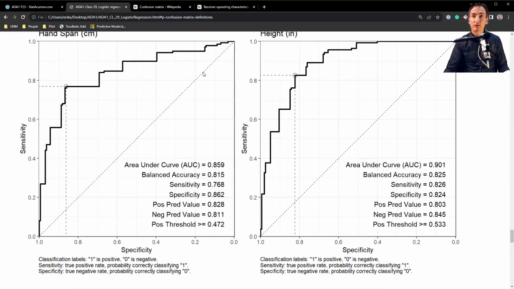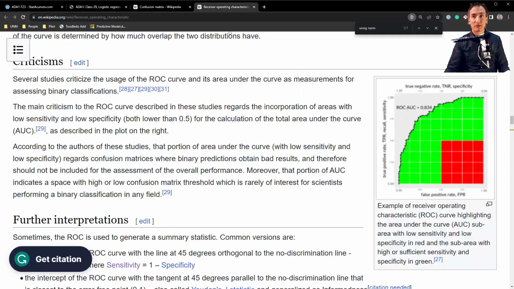Notice I've got this diagonal line. That diagonal line is basically the coin flip example, where for any new observation you just randomly classify it as male or female. The diagonal line is the ROC curve associated with that random coin flip. It's not a good predictor, because it's random.